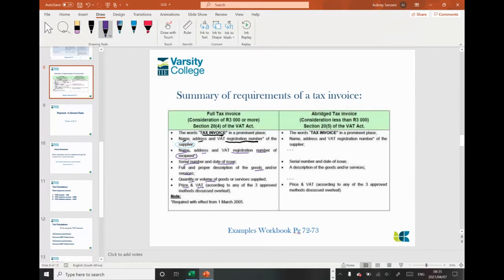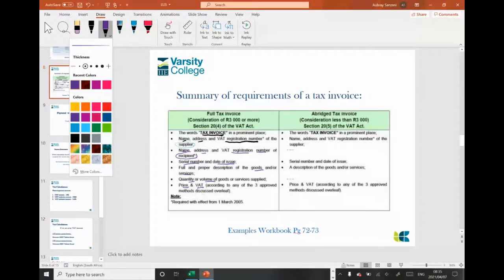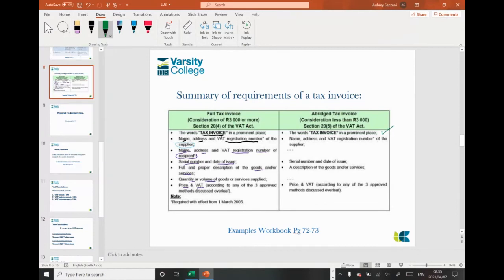Now in abridged, you still need the same thing. You need tax invoice in a prominent place. So you need a different color. All right, check. We need that on both. We need the name, address, and VAT registration of the supplier of the goods. All right, we need the serial number and the date of issue. Okay, we need a description of the goods and services, and then we need price and VAT.